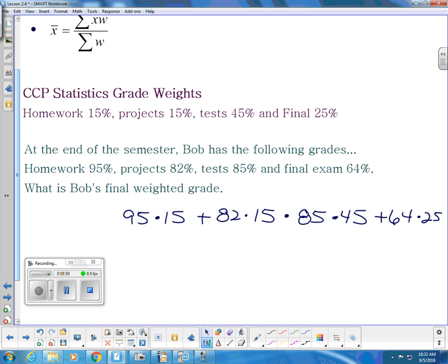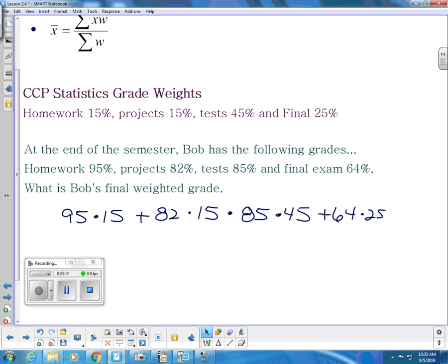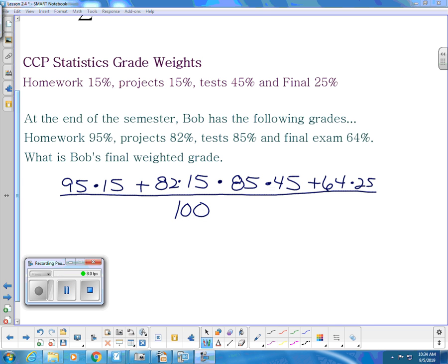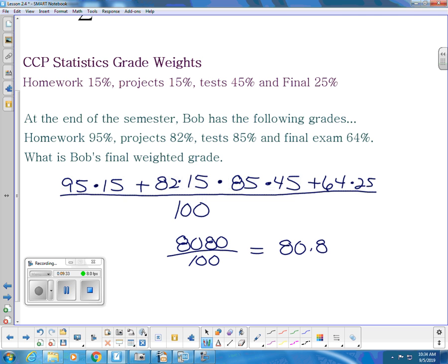Who has a guess as to what Bob has? Looking at his grades, what do you think? He's got a 95 on homework, 82 on projects, 85 on tests, and the final exam was 64. Think of B? C? What do the weights all add up to? Should be 100, right? Okay. Go ahead and put that in calculator. Tell me what Bob has. Okay, so our total, our top, divided by our bottom. Oh man, Bob made it by the skin of his teeth. He's got the B. Okay? Alright.